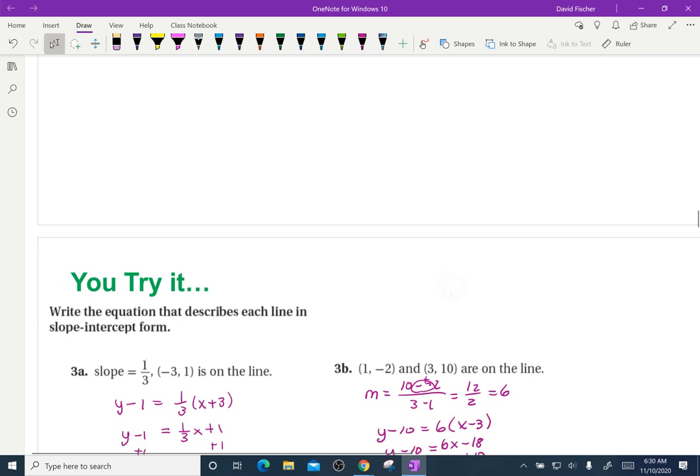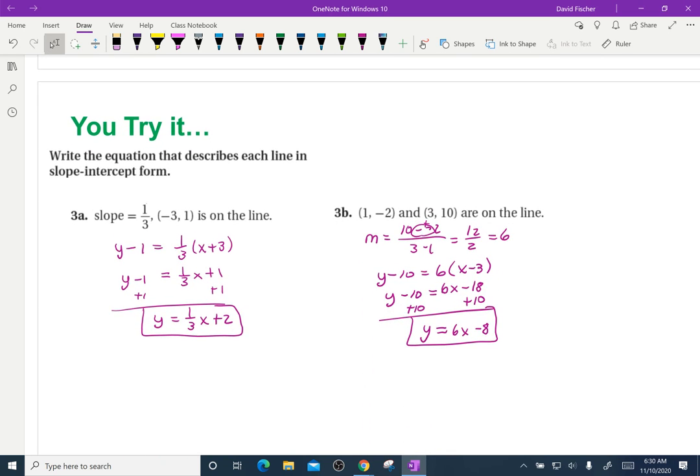Okay, let's see how you did. I got y equals 1/3 x plus 2 for the first one. There's my work. And then I got 6x minus 8 for the other one.